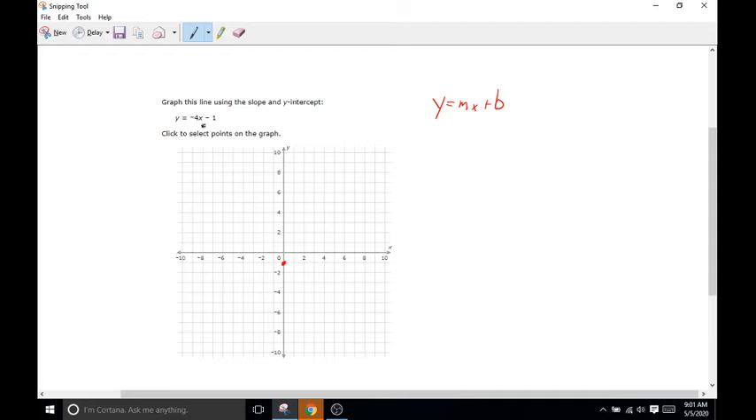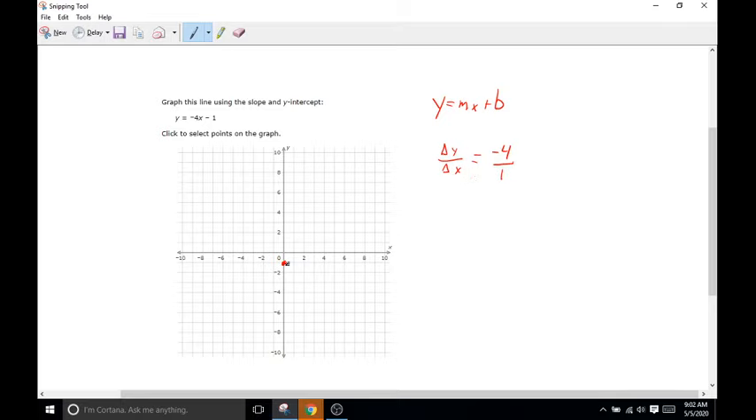So the second element is m, which is our slope. Remember, slope is really the rise over run, or change in y over change in x. For this problem, it's negative 4. But it's a lot easier to think of it when you turn it into a fraction. Negative 4 is the same thing as negative 4 over 1, and that way you have how much the y changes and then how much the x changes.